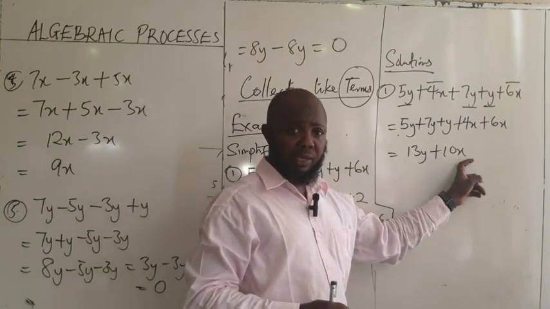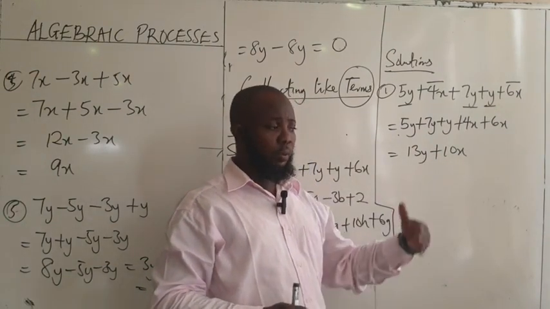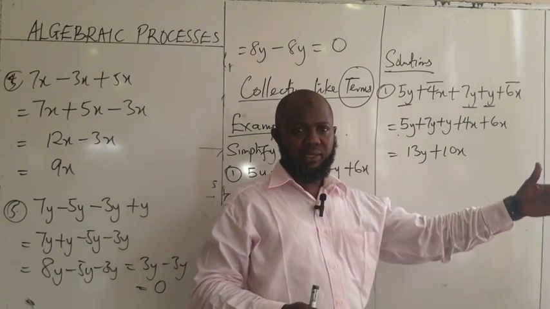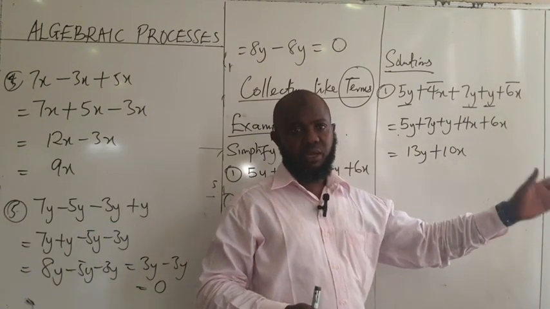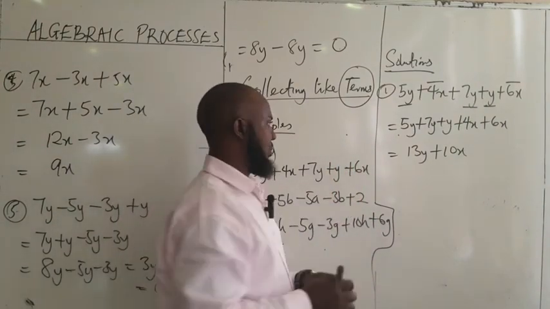So we can't add. Once they are not the same, they are different. Y is different from X. You can't add nor subtract the 2 of them together. But when we get to multiplication, you can understand some other things there. We can multiply them together. But in this case, you leave your answer like this. Very clear? So that is that one.